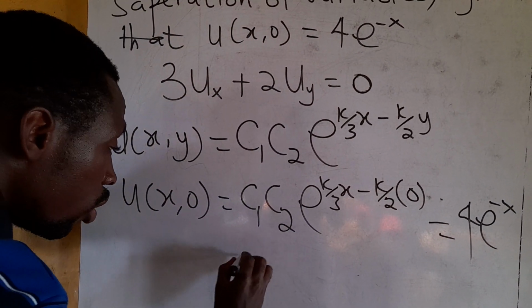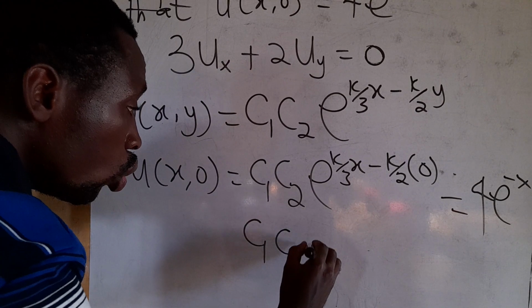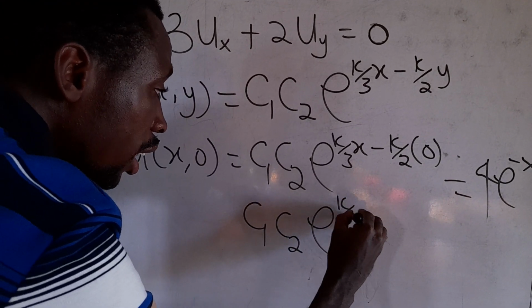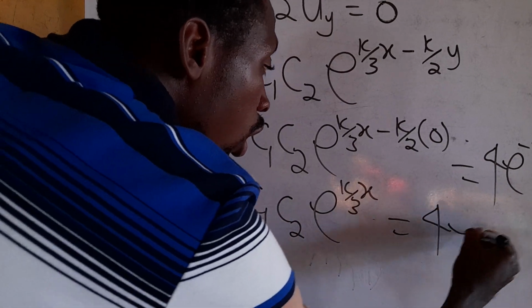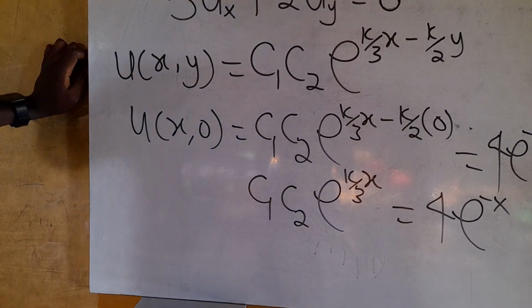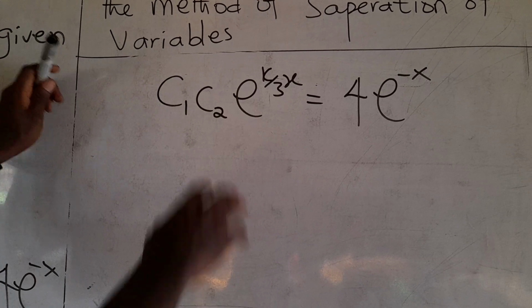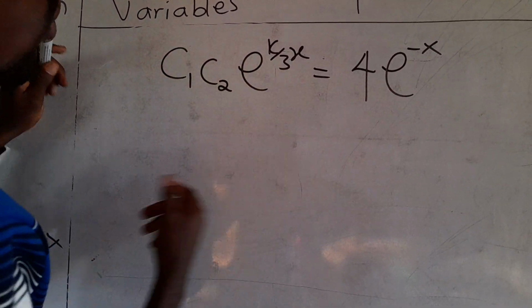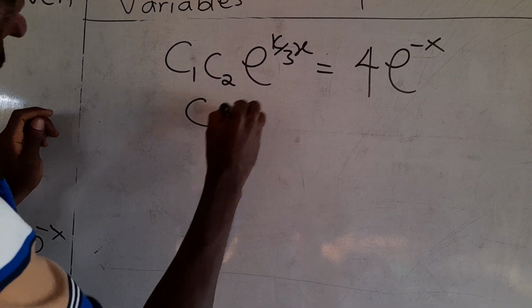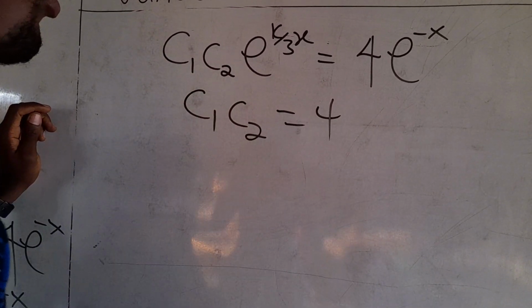So what are we having? We have C1, C2, e exponent k over 3x, the whole of that, will be equal to 4 e exponent negative x. So when we reach there, we just compare. You see that the coefficient of this is C1, C2, and the coefficient of this is 4. It implies that our C1, C2 is equal to 4.